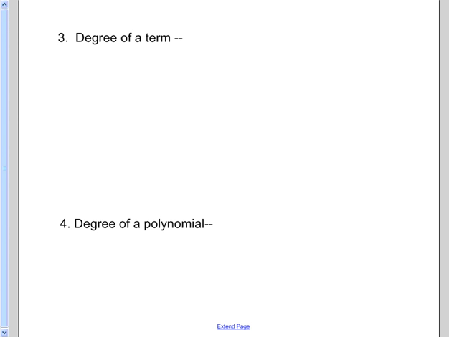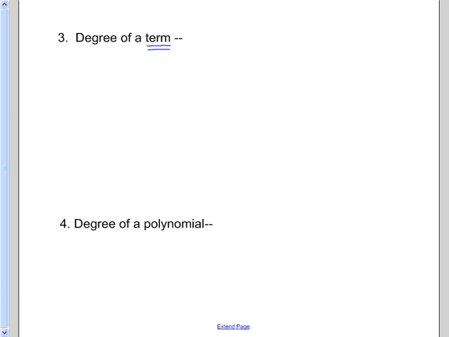Okay, part 2 of section 3.3 deals with finding the degree of a term and the degree of a polynomial. When we're referring to the degree of a term, that means just the individual term of the polynomial.